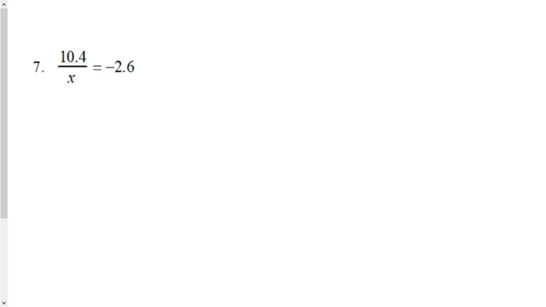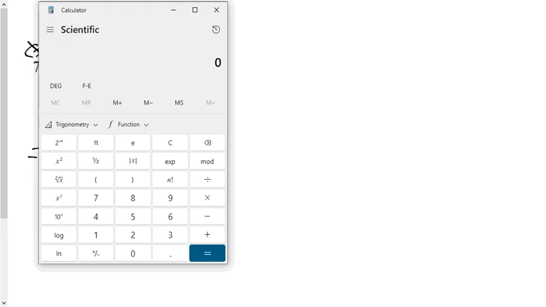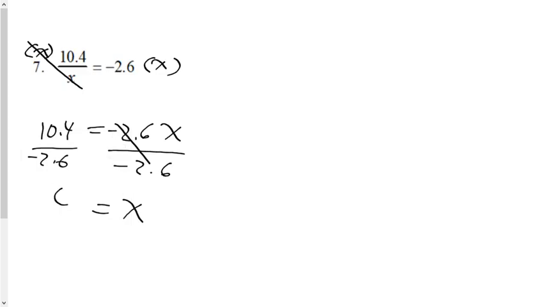Question 7, just like the true false, it's a two-step equation. Multiply both sides by x. 10.4 equals a negative 2.6x. Second step is to divide by the coefficient. And your value of x will equal, how many 2.6s are there in 10.4? So 10.4 divided by 2.6 should be the positive answer of 4. But negative 4 because it's a positive divided by a negative.